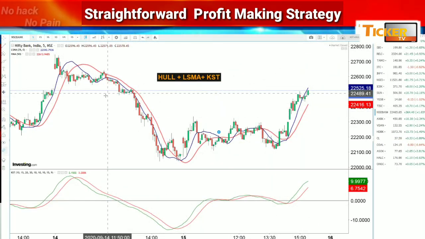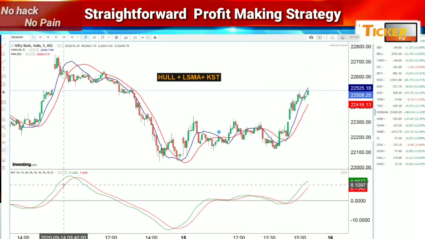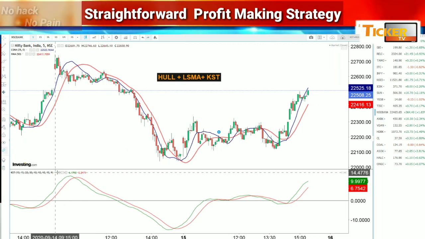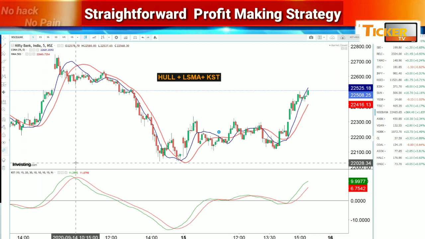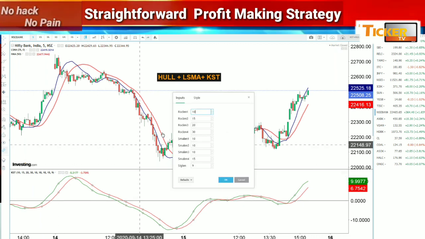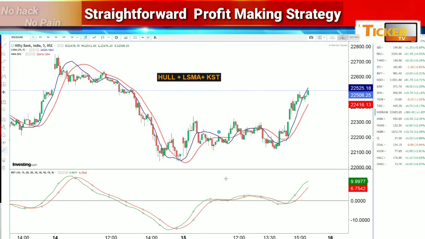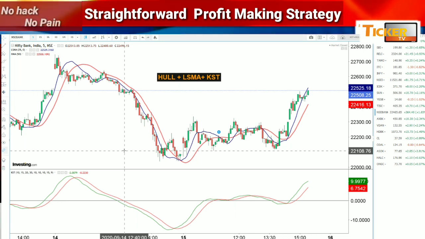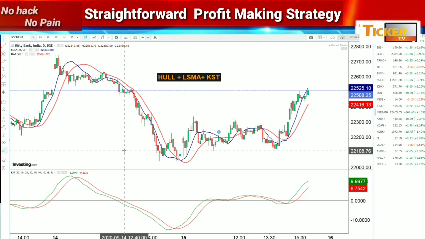That is the 50 period Hull moving average. And the indicator we will use for confirmation is the one available by the name of Know Sure Thing. We will take the default values as they are, so we will not change anything in this. Let's begin with the live examples.